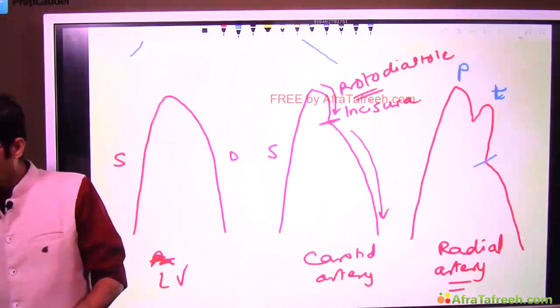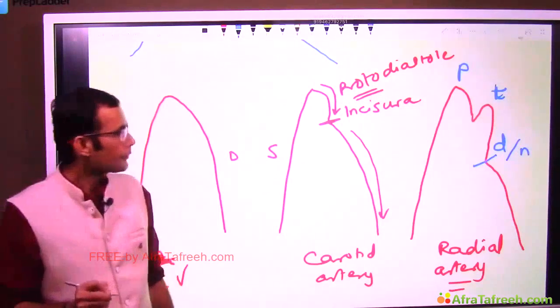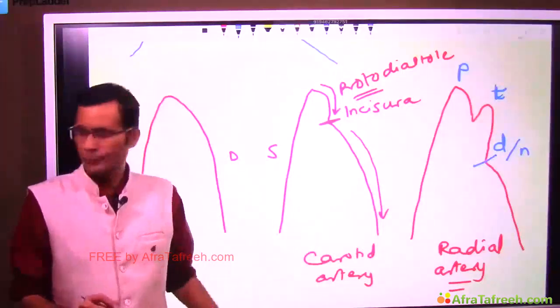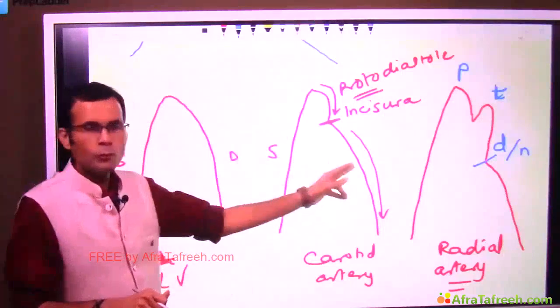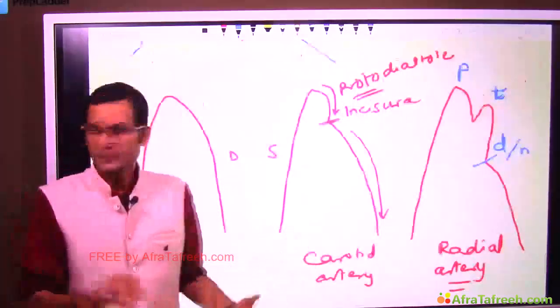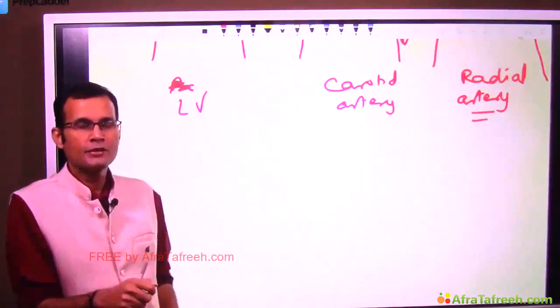Then you have a notch, the dicrotic notch. And then the remaining part is called the dicrotic wave. So the point is that there are two peaks which are appearing here. Why is that? You can think over this and I'll give you a hint what could be the answer.